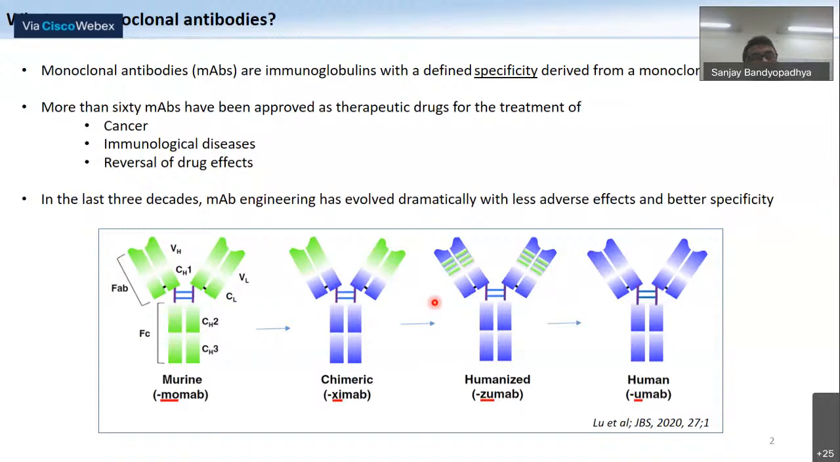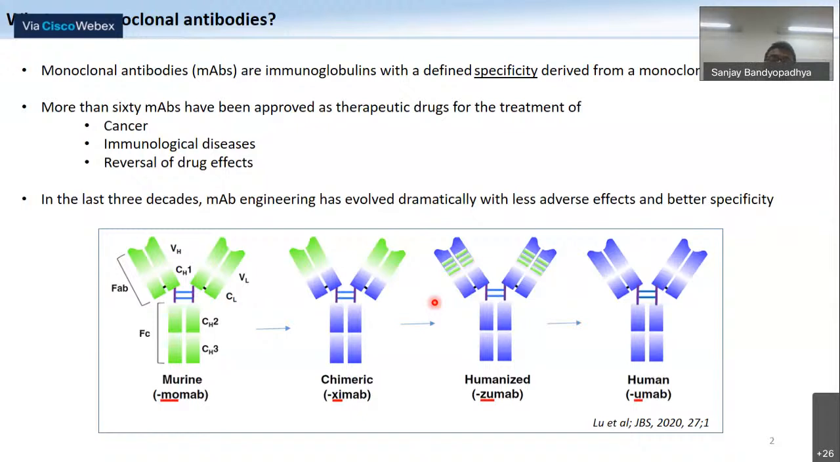Since the first antibody was approved by the FDA back in the year 1986, more than 60 monoclonal antibodies have now been approved for various disease indications, mainly for cancer and immunotherapy, and also in some cases where reversal of drug effects is needed, like after surgery or grafting, when some rejection happens, then antibodies help the body's immune system to cope with the situation.